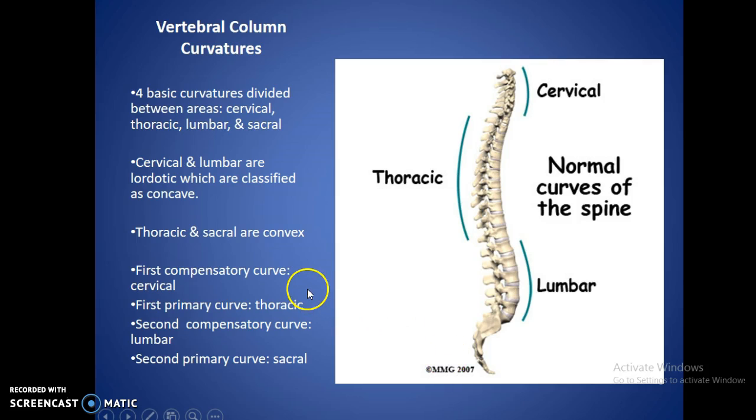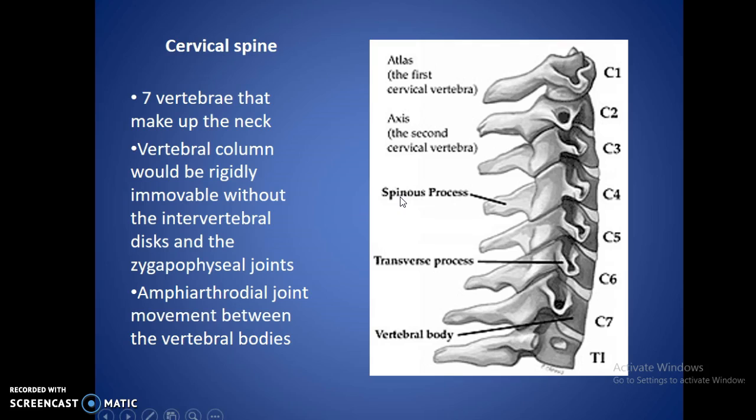The first compensatory curve is the cervical. First primary curve is going to be actually the thoracic. Second compensatory is considered the lumbar. Second primary is considered the sacral. So if you just remember CP, CP, it'll be very easy to remember the numbers and which ones are associated with each. Starting with the cervical spine, you have 7 vertebrae that make up the neck.